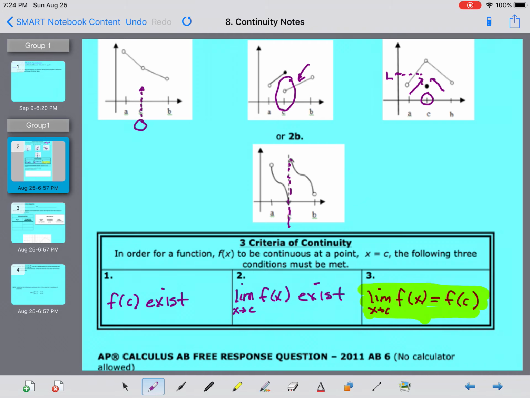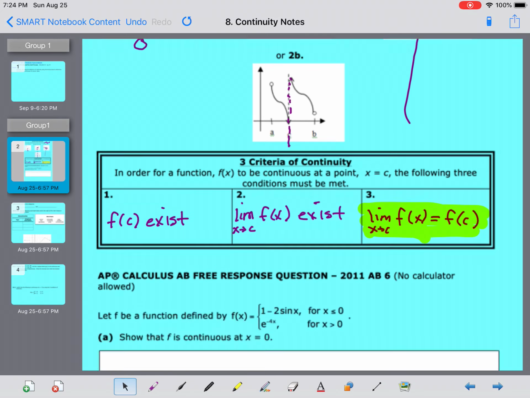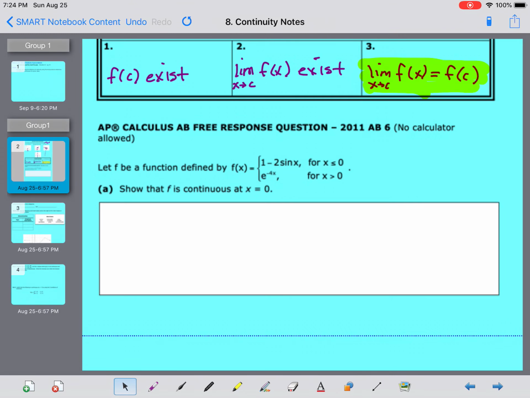So I'm going to throw an AP problem at you guys. Not like that. Let's go and arrow down to that point. Okay, so this is actually a free response question from the 2011 AB exam, and it is our number 6. No calculator was allowed on this one, so you had to be able to prove continuity using those 3 criteria. And what we want to do is to prove that each one of those things is happening.